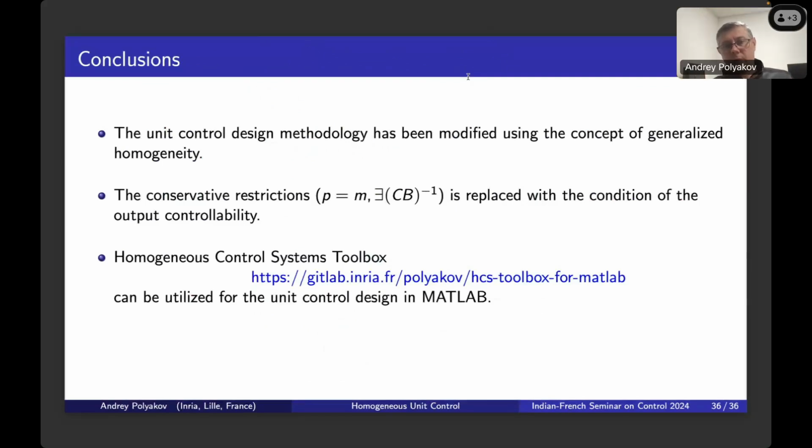So here is just a summary. I presented a small modification of the standard unit control design methodology. Instead of standard dilation, I use generalized dilation. And this trick allows us to relax the very conservative restrictions of the unit control design. And you can try all this in the toolbox which is available in the GitLab of our institution, GitLab Andrey. Here is a link.